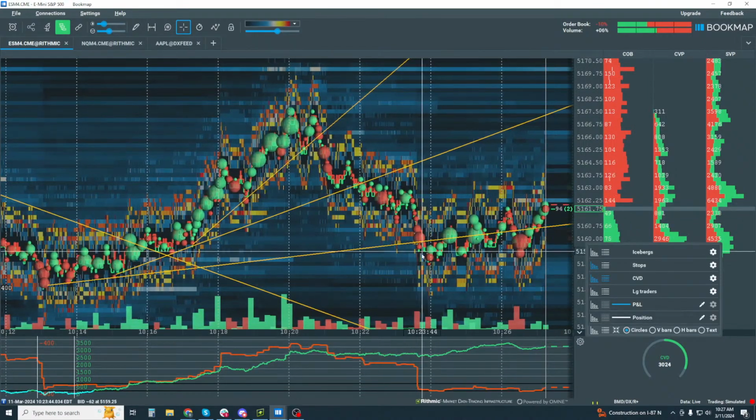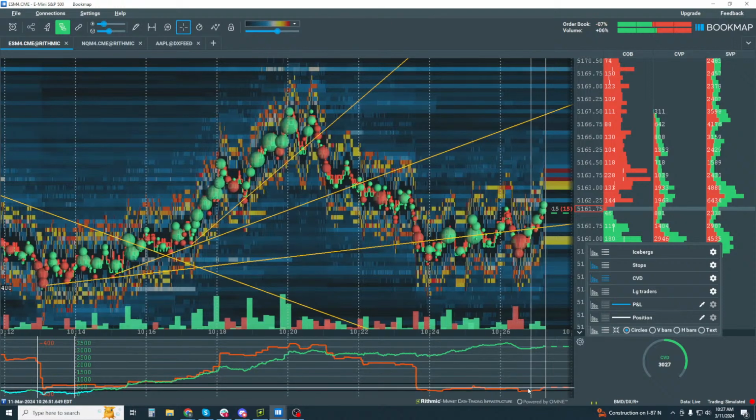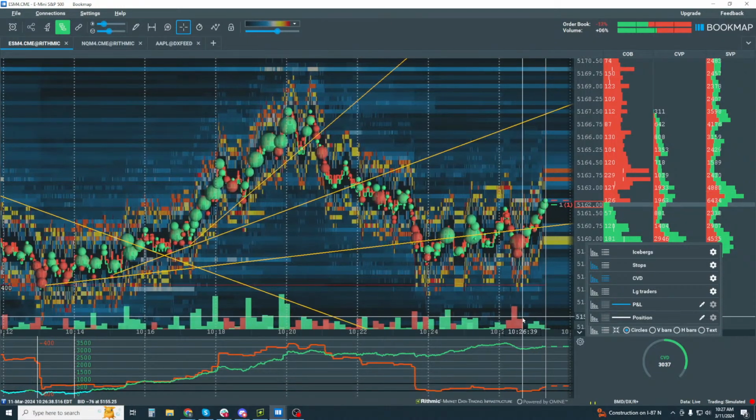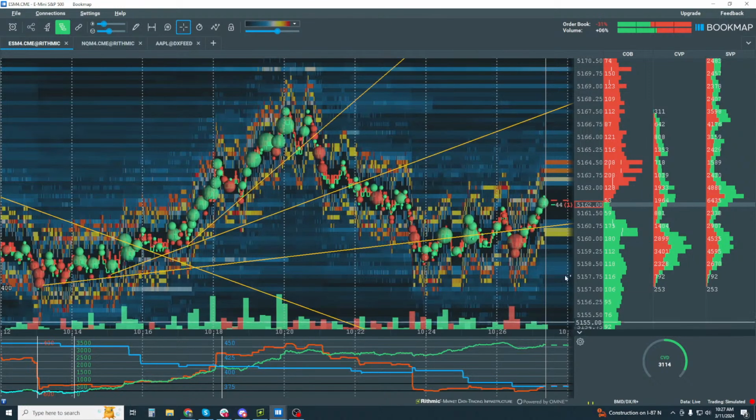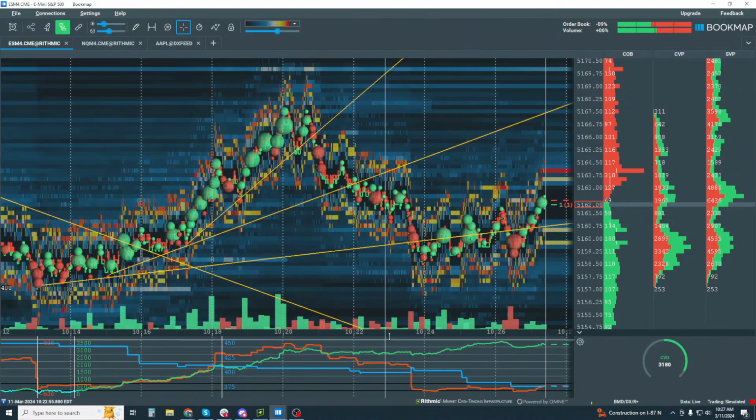And we'll look for a stop run now to the upside. So we got our stop run to the downside here. Now we're looking for a stop run to the upside. This is a great way to use stops and icebergs in here for that added confluence.